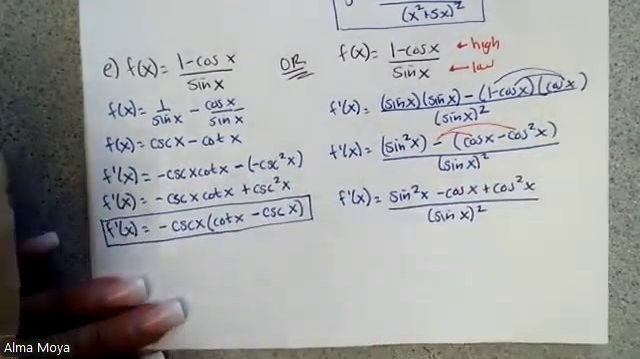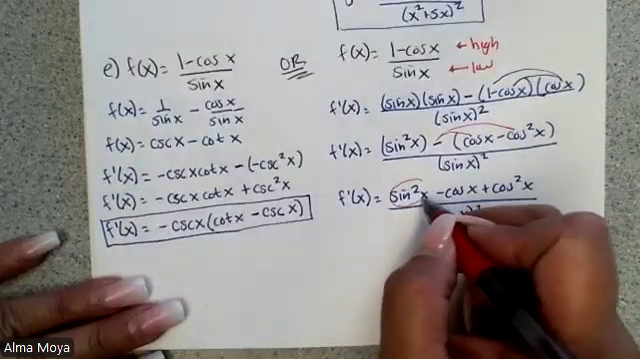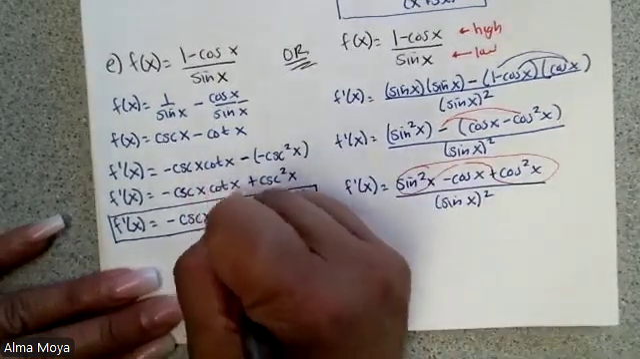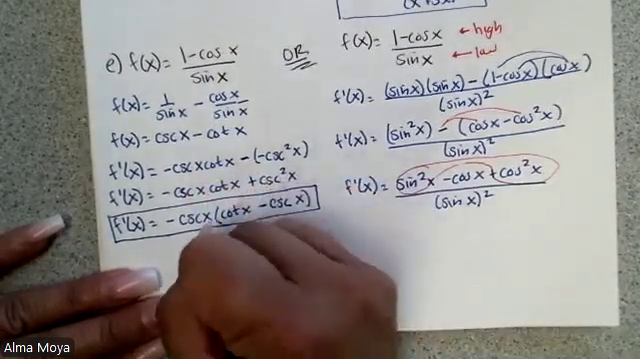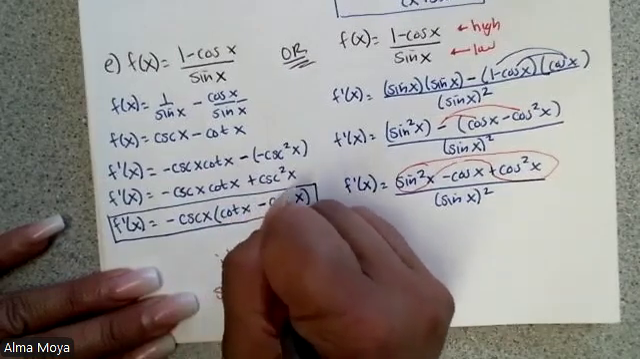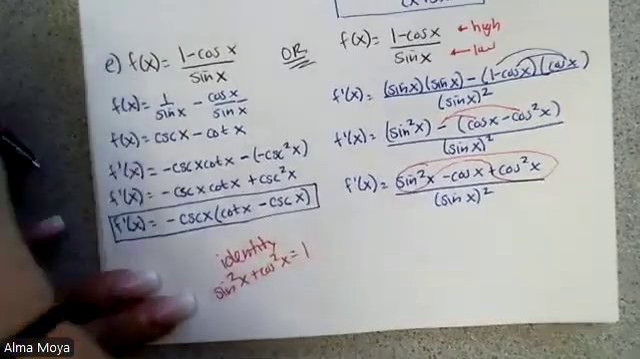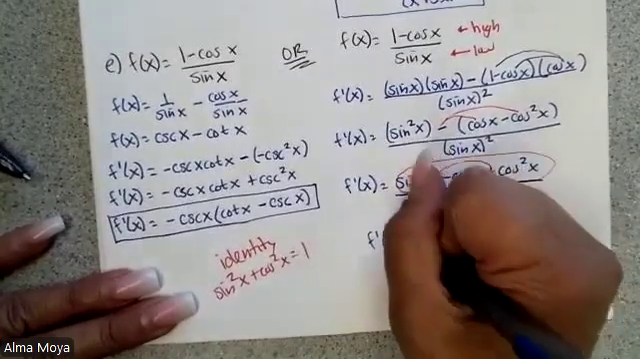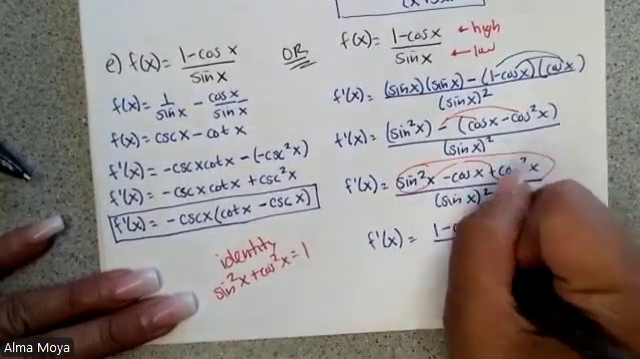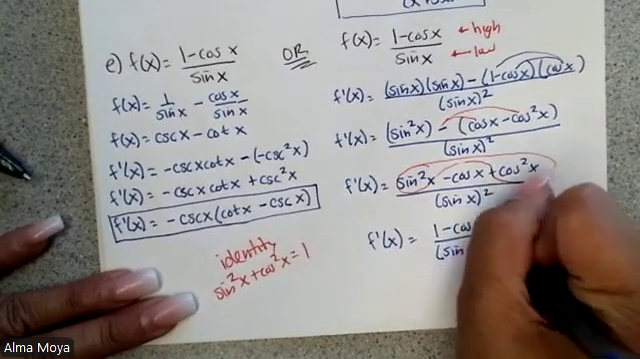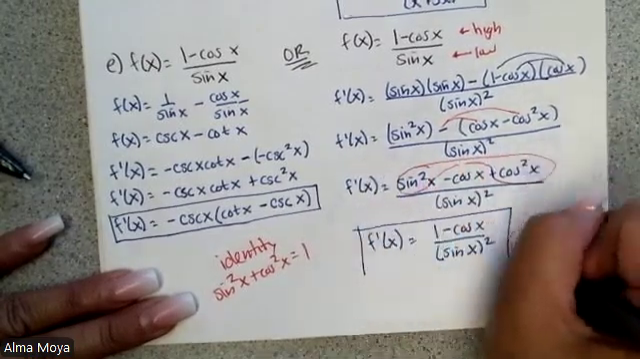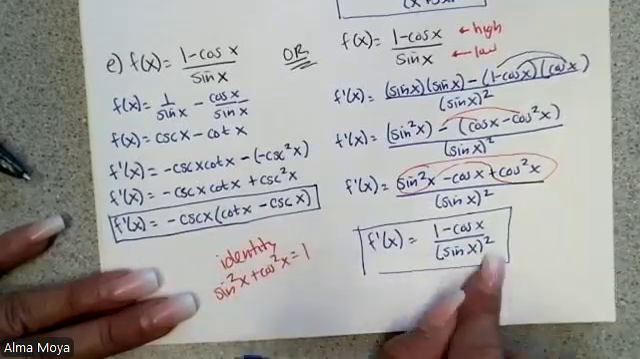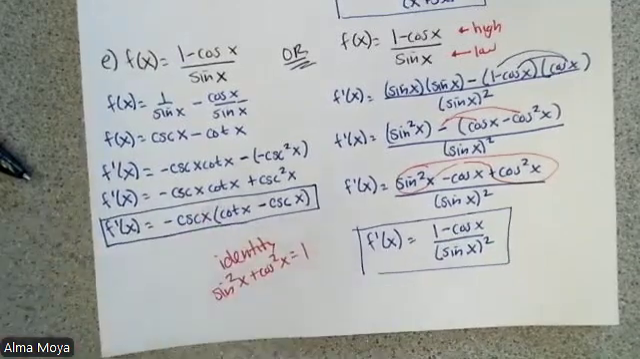I noticed right off the bat that this is an identity. Sine squared x plus cosine squared x equals 1. So that simplifies to the number 1. And this answer is also correct. I can actually manipulate this one to make it look like this, and I can manipulate this one to make it look like that.